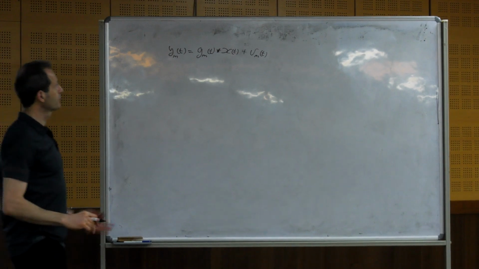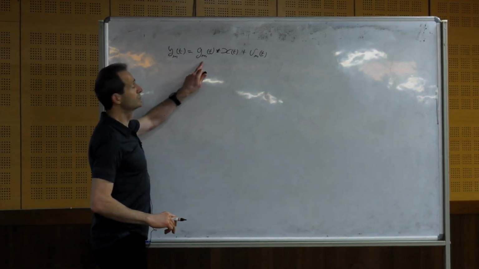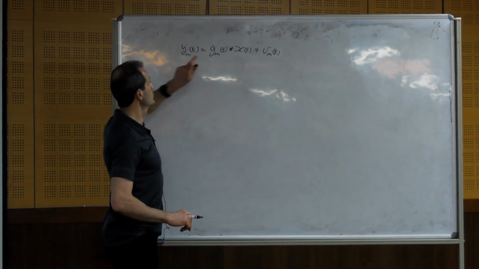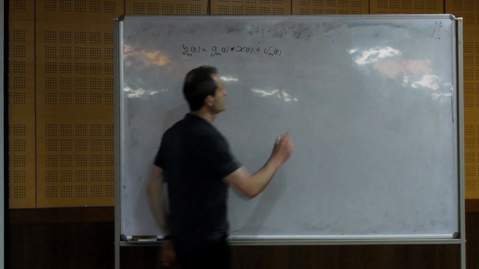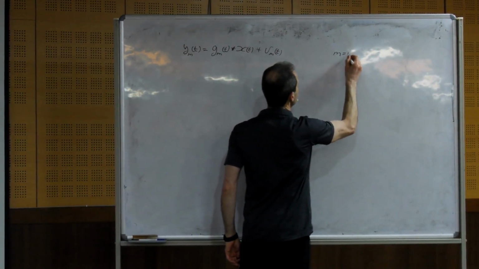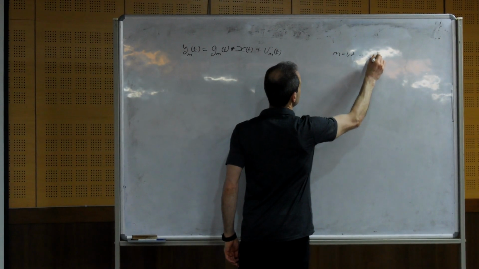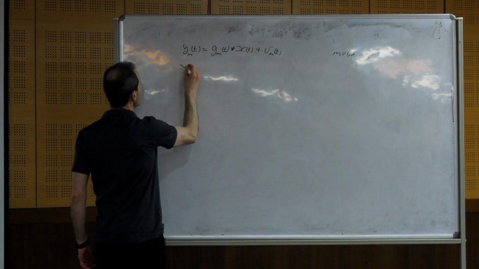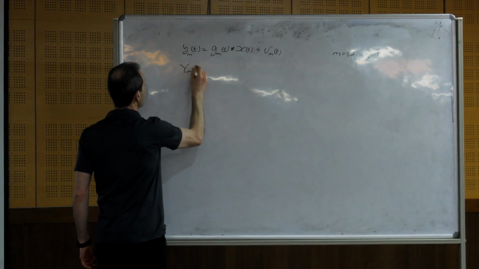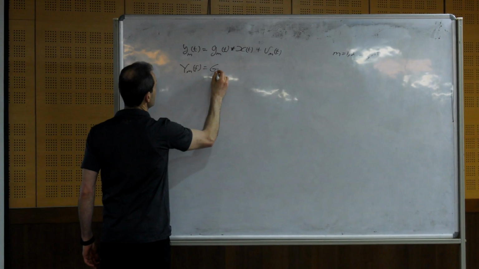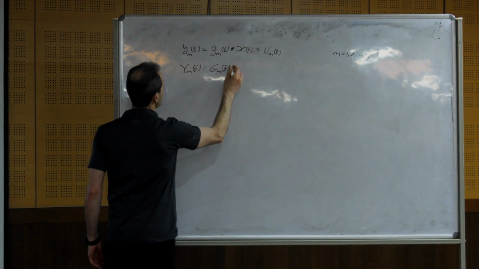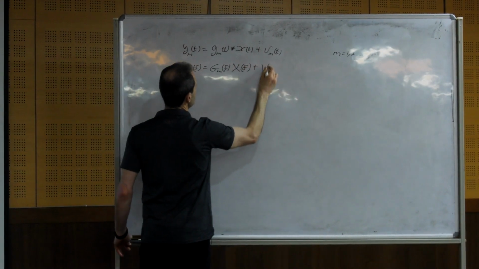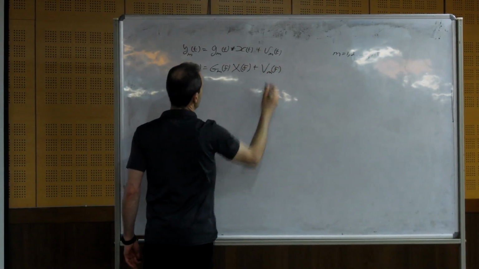And we can make some assumptions about the transfer function, the impulse response from the source to each of the sensors. And we have M sensors. In the frequency domain, we have Y_m(f) equals G_m(f) X(f) plus V_m(f).